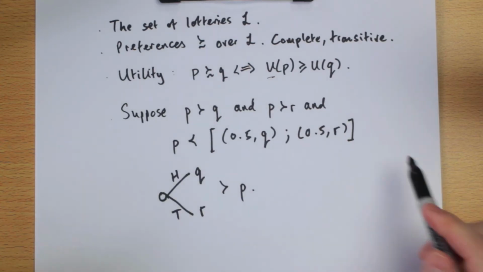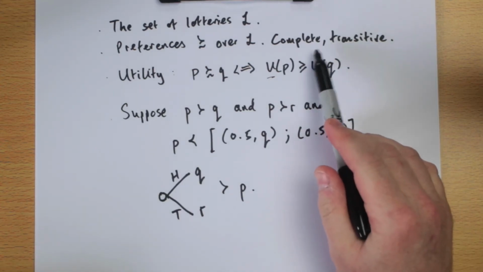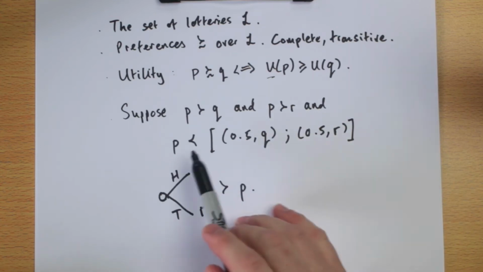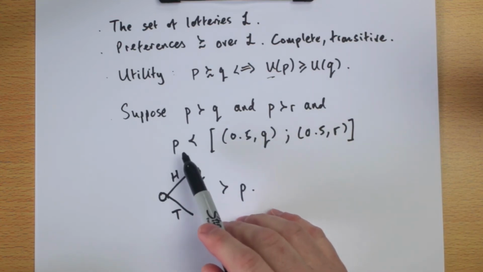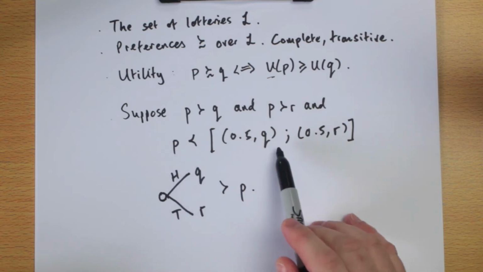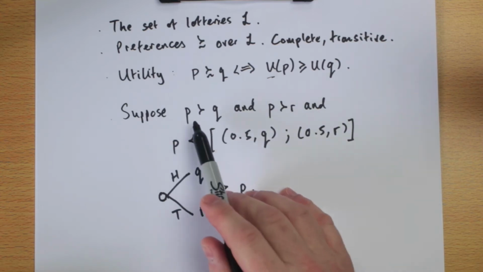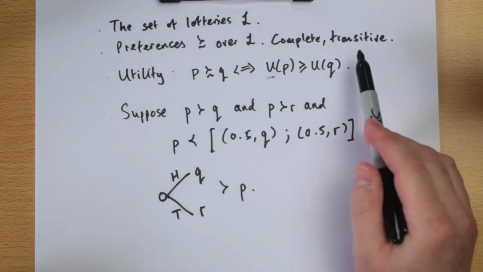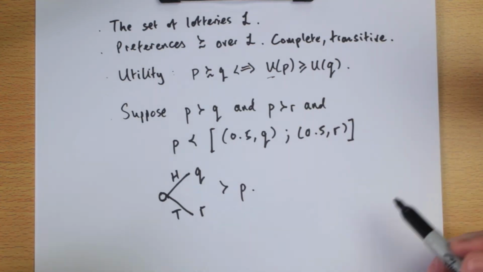Okay, now notice I haven't broken the rules of completeness or transitivity here. This compound lottery, we've only got one comparison, P versus this compound lottery. We've got a comparison of P and Q and P and R. So we can't apply transitivity here. It's not going to tell us anything. But we want to argue there's something wrong with this. So what's wrong with it?